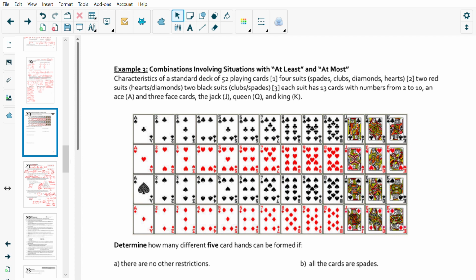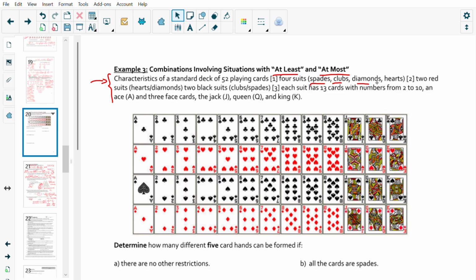Okay, next page. So, combinations problems. I love these problems that deal with a standard deck of playing cards. And we'll also look at the ones that deal with at least and at most again. Here are some key characteristics of a standard deck of 52 playing cards. If you've never played cards, here are the basic characteristics.